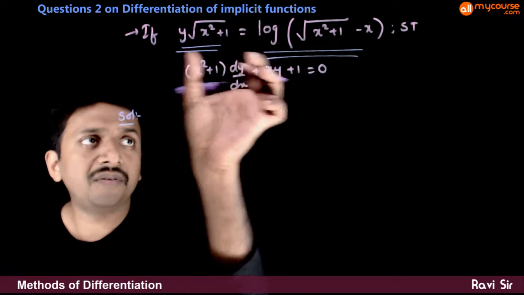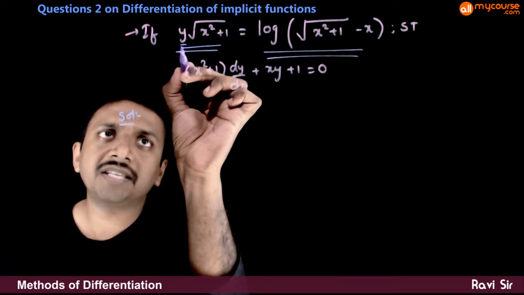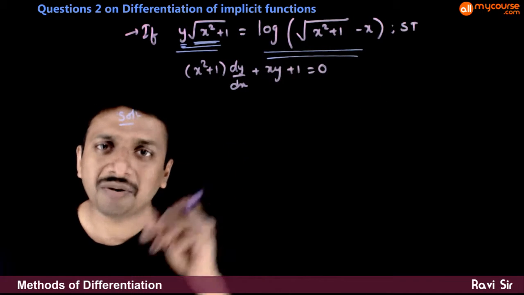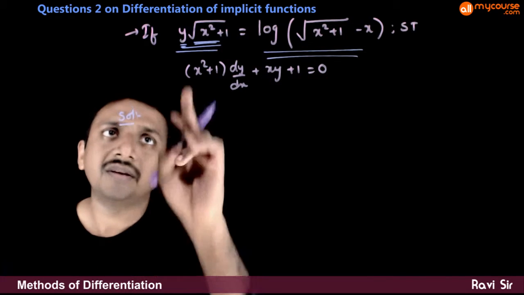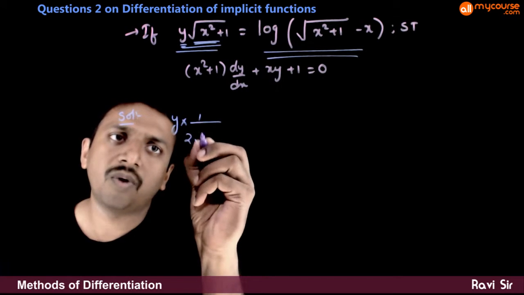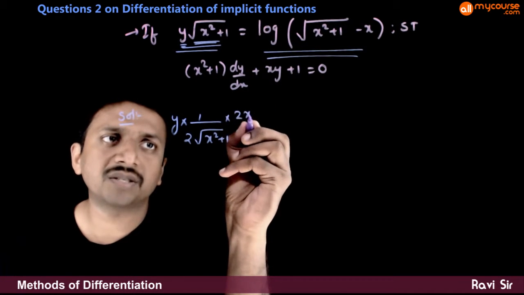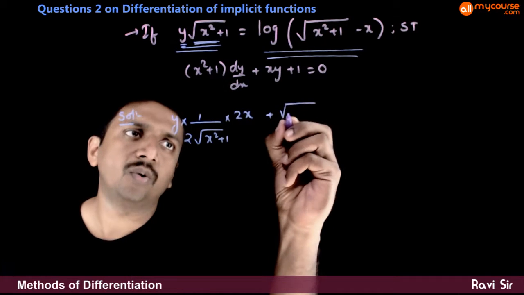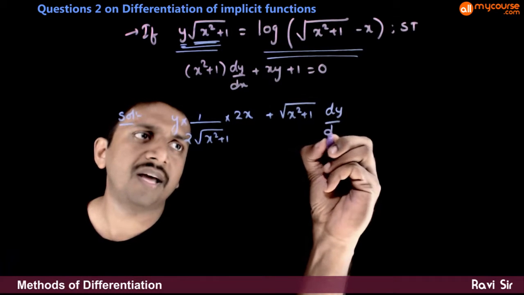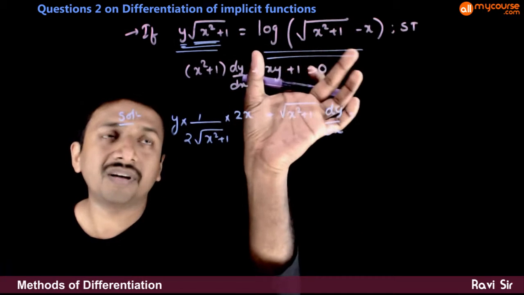So now, given this expression, let us differentiate this on both sides. On the LHS you have a product function, so we'll use the product rule. Within it you have a chain composite function, so we'll use the chain rule. So what is the differentiation of this? Y times the differentiation of root of something is 1 by 2 root x square plus 1 times the differentiation of x square, which is 2x, plus root of x square plus 1 times the differentiation of y, which is dy by dx, is equal to.